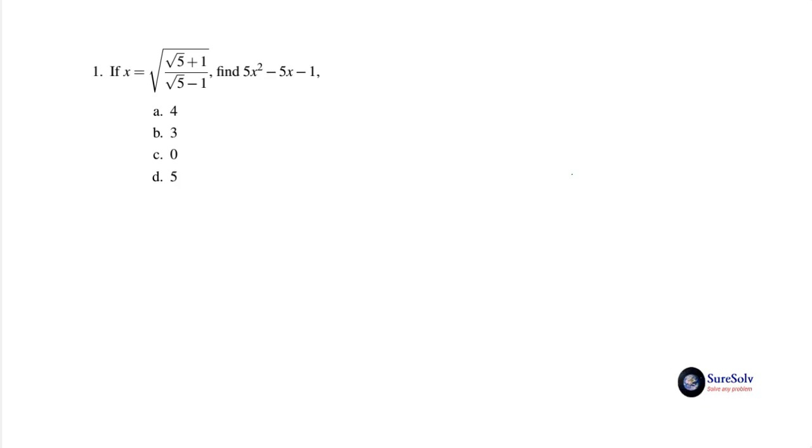Our first task is to free the surd expressions of x from the prison of outer square root. Unless such a double square root is converted to a single square root of normal surd, we cannot proceed at all. In this case, just multiply and divide the expression within square root by root 5 plus 1.